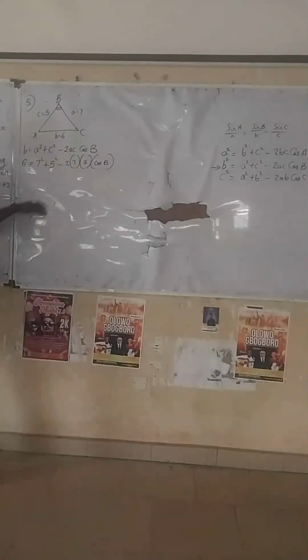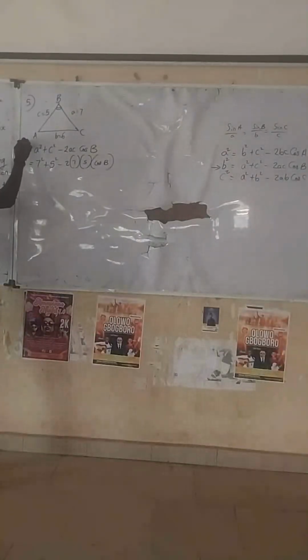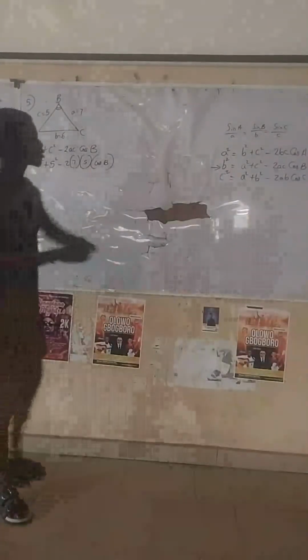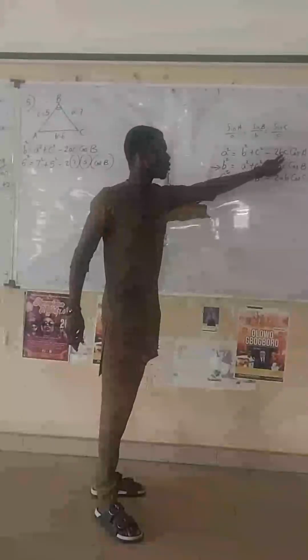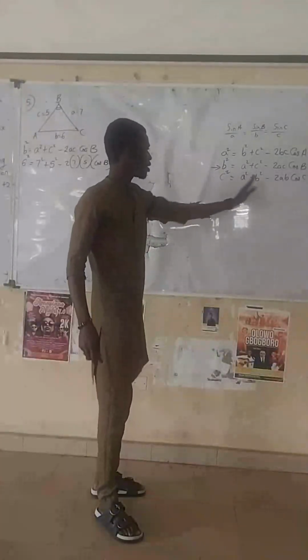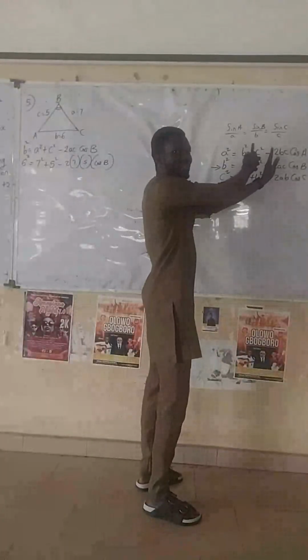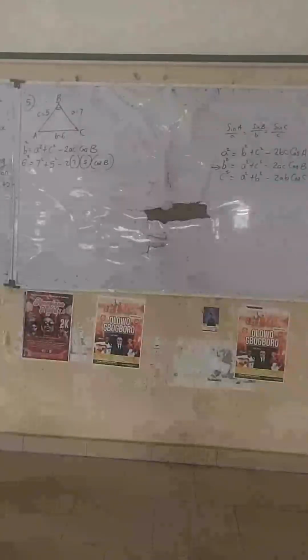So SOHCAHTOA is being applied there, and the Pythagoras theorem. So it's not just A, it's A squared, B squared, C squared. So everything is squared. It's A squared equals B squared plus C squared minus this one, which is B and C plus A. So this first part is like the Pythagoras theorem, then this other part is like SOHCAHTOA, a combination of them together. So don't make the mistake.